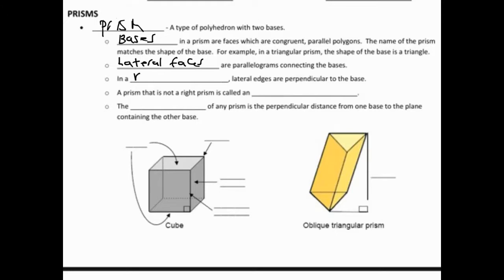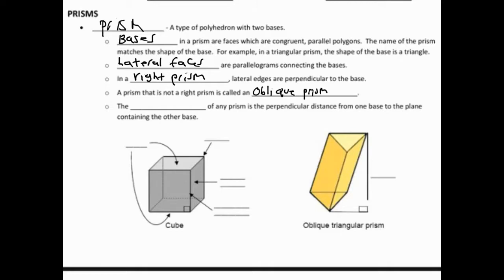The next definition is a right prism. A right prism is a prism whose lateral edges are perpendicular to the base. So basically, if you have lateral faces connecting the 2 bases, and they make right angles, meaning they're perpendicular with the base, then it's going to be a right prism. A prism that is not a right prism is known as an oblique prism, meaning it is not 90 degrees between the base and the lateral faces.